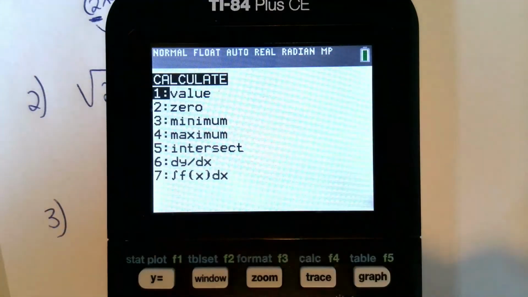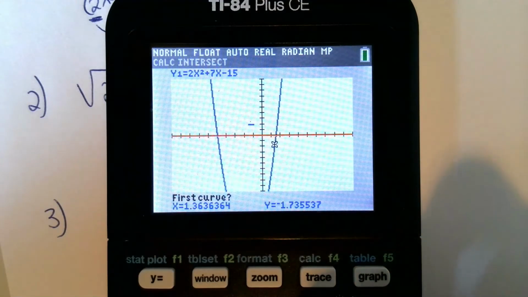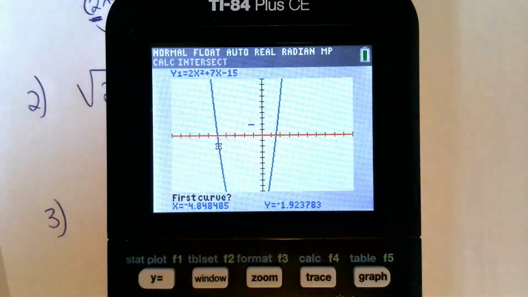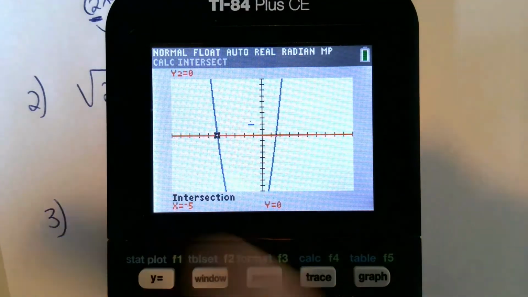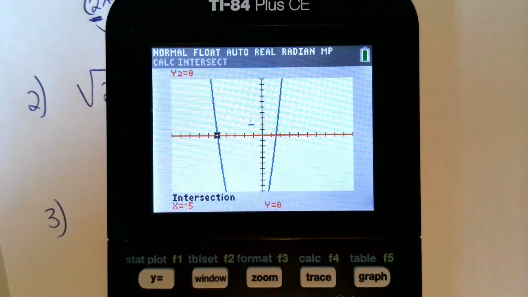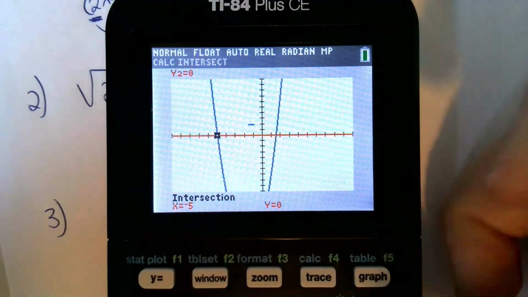And second trace, number 5. If I'm going to do enter, enter, enter again, I have to move my cursor closer to this other point. So just get it over there closer to the other intersection point. 3 enters. And you can see the other one was -5. Awesome. So that's our first way to be able to check.